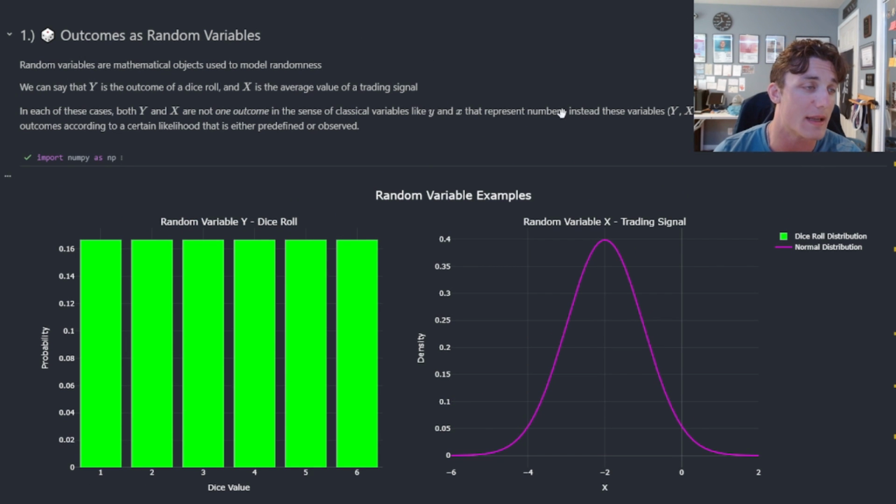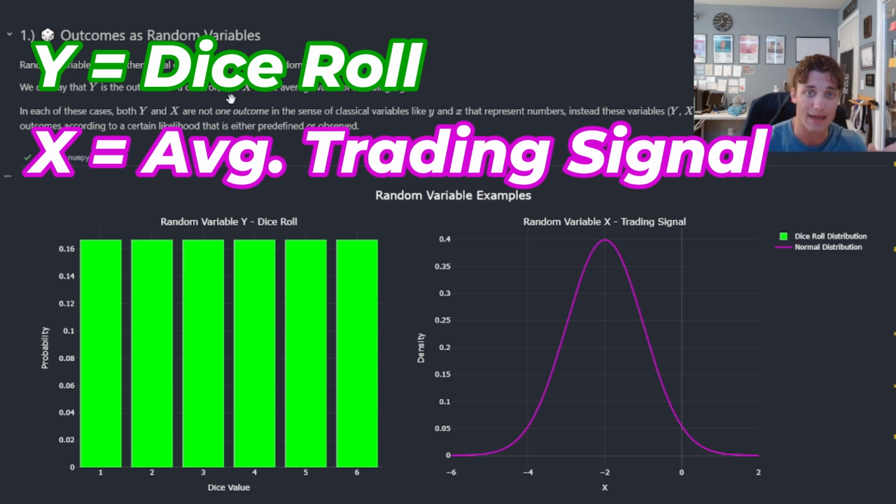For now, let's dive right in and start talking about what it is AI actually learns, by beginning with random variables and the different outcomes of different types of random variables. First things first, when we're dealing with these types of mathematical objects, that is random variables, we typically denote them using letters, just like from basic algebra. Here I say y is the outcome of a dice roll, x is the average value of a trading signal. And it's tempting to treat these quantities just like we would any other variable from, say, calculus, but they're not just numbers in the classical sense, right?